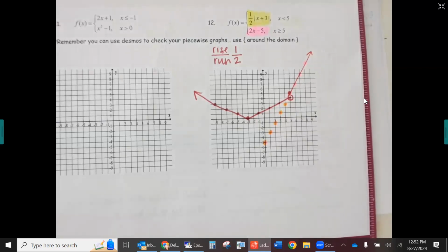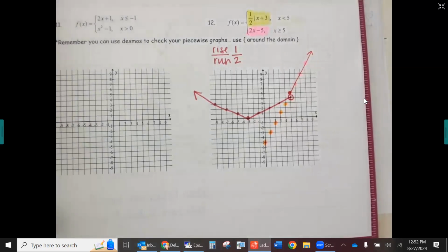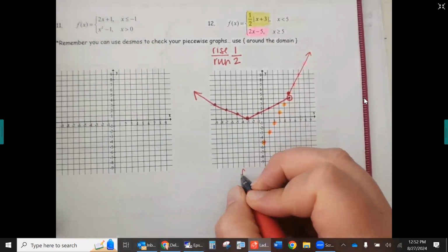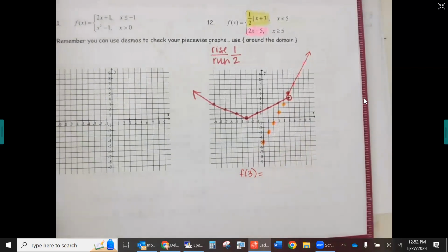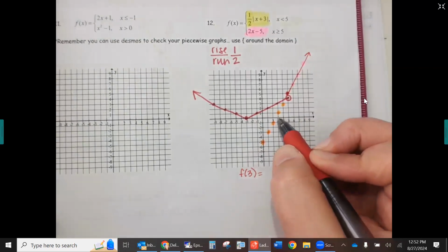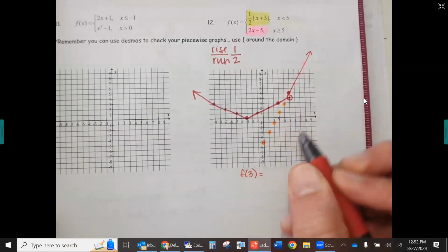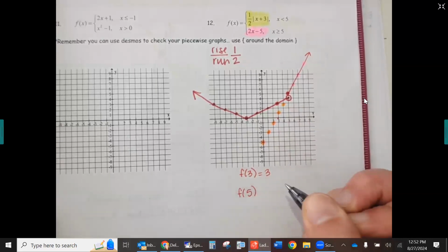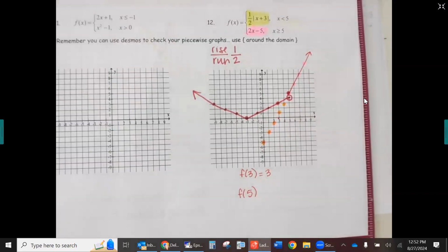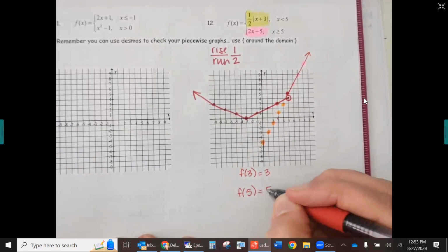The other thing that is on your test is if it asks you to find, let's say, f of 3, do you remember how to do that? Yeah. What would f of 3 be? 3. I'd have to go up 3 boxes, correct? What about if I wanted f of 5? Do you remember which one of these I would pick? 5. You'd have to pick closed circle at 5, correct?